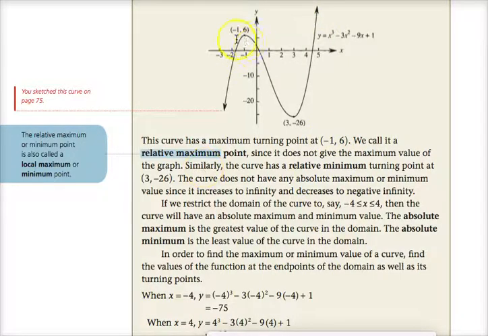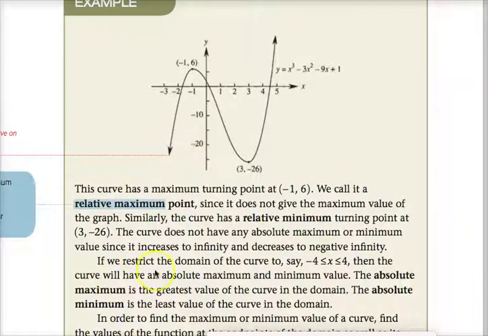So since we've got a relative maximum point here at (-1, 6), it does not give the maximum value of the entire graph. And similarly, this relative minimum turning point down here does not give the absolute minimum value of the graph, because this graph continues down here on the left. So there are more minimum values down there.